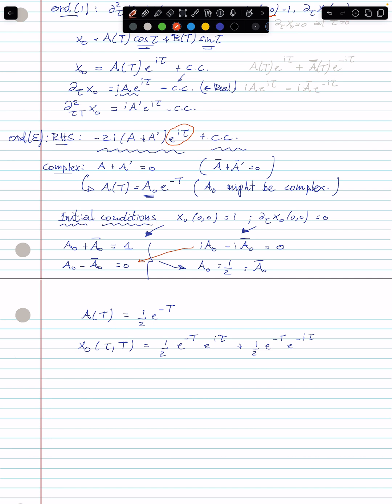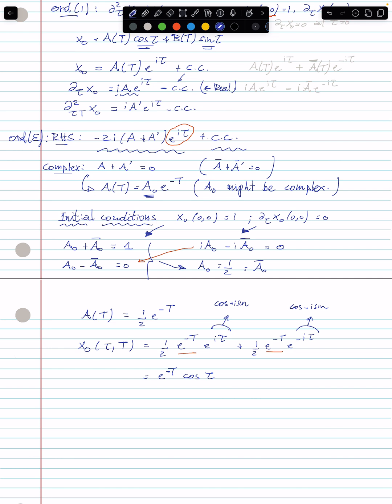And if we just factor out this quantity, you see that what remains is in fact nothing but the cosine of tau. Because this is cos plus I sine, and this is cos minus I sine. And so the sum of these two is twice the cosine divided by 2. So what remains is the exponential of minus T multiplied by the cosine of tau. And so that's exactly the same solution as the one we got yesterday. It's just derived in a slightly different manner.